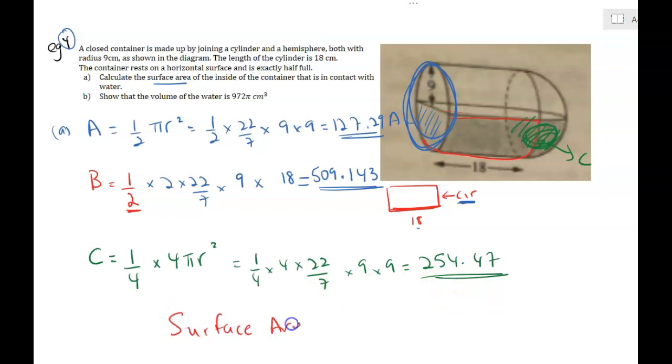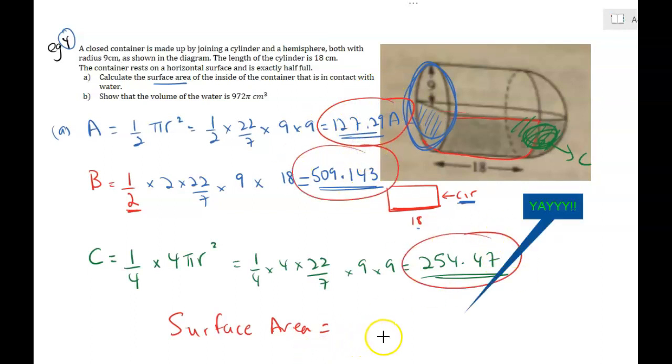Now, what is the total surface area of this whole, for this question here, where the water is in contact? Well, that will be the sum of this value, and this value. And that will actually be 190.902 centimeters squared when I add up all three values. So if you got that, you're perfectly correct. So congratulate yourself.